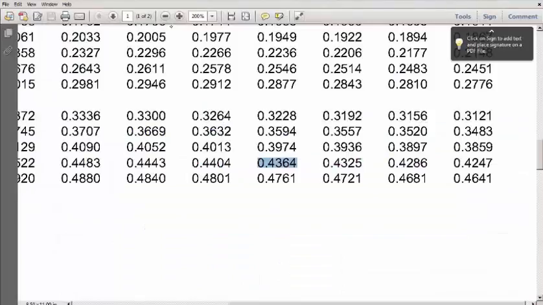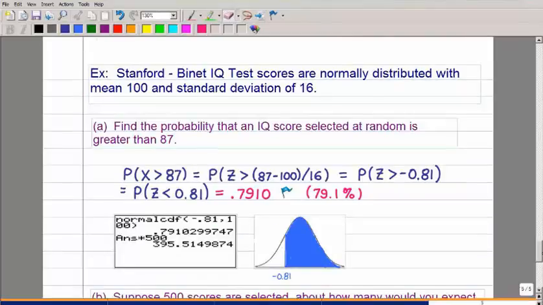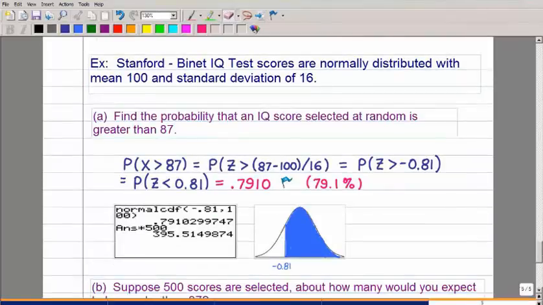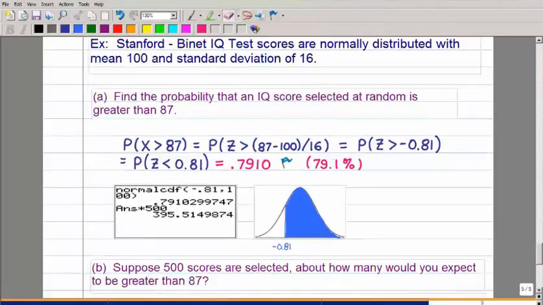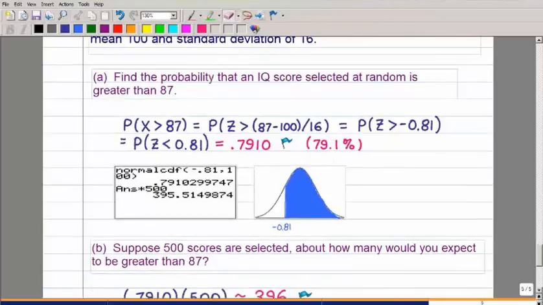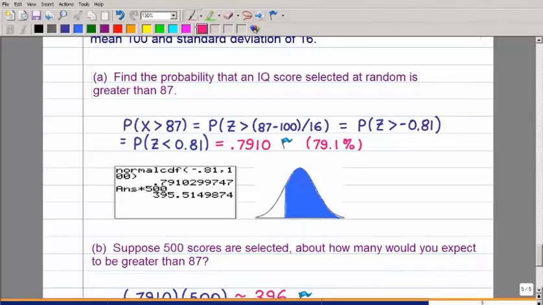And let's see what we have. 0.81, there it is. 0.7910, or as a percent, 79.1%. We would expect that many scores to be greater than 87. Now, part B. Suppose 500 scores are selected. About how many would you expect to be greater than 87?